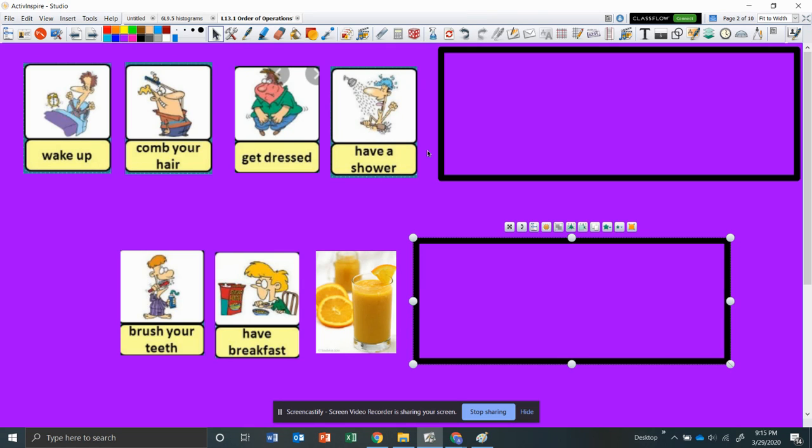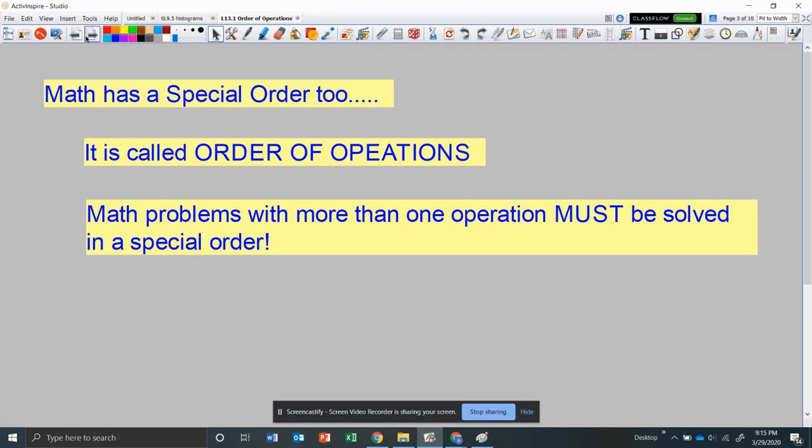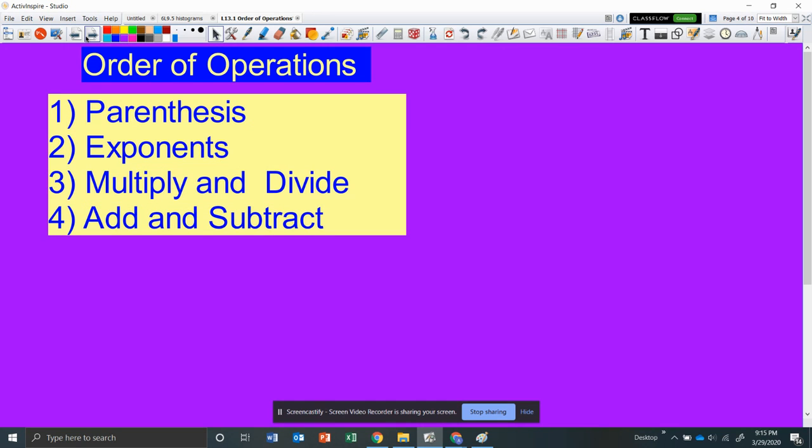Okay? So just like life has a natural order, so does math. And every math problem has to be done in a certain order when there is more than one operation in a problem. Okay? This is the order that you need to use. You need to do everything in parentheses first.